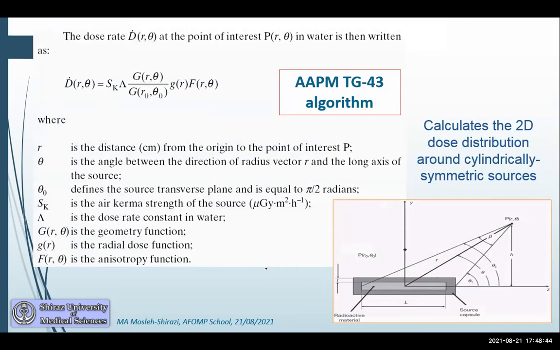So many planning systems still use the famous AAPM TG43 algorithm. I won't have time to go through this, and it's very well known. It's an algorithm in a homogeneous medium of water that calculates the 2D dose distribution around cylindrically symmetric sources like a tandem or a radioactive wire.